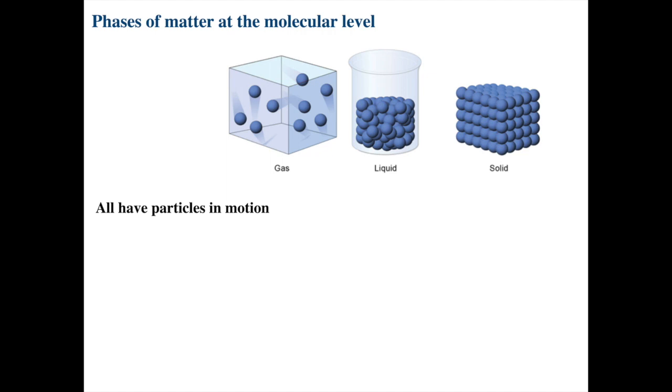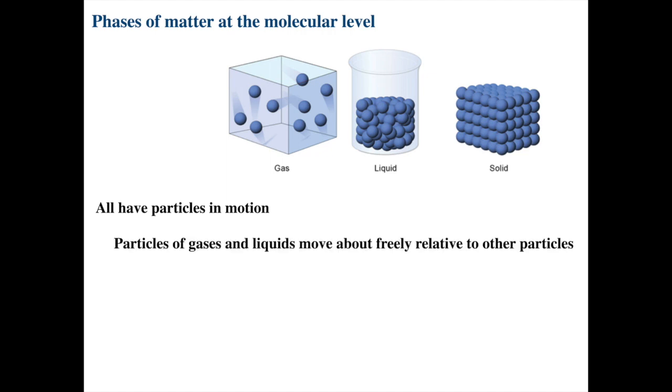So we want to look at the phases at the molecular level and see if we can understand the makeup of the phases at the molecular level, how they differ, and how we can explain these properties. So first of all, three phases have particles in motion. The particles in all three phases are moving. They're not still. Gases and liquids have particles with relatively free movement. The particles can move past one another.